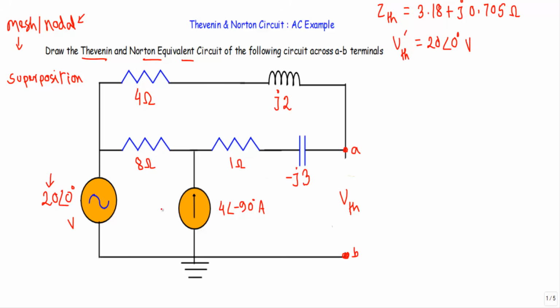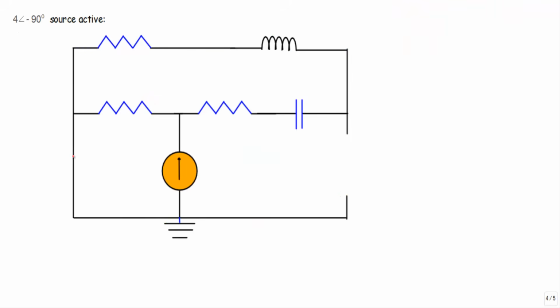Okay, after that I will keep this 4 phase angle 90 degree ampere current source active. In that case, I will replace this voltage source with a short circuit. If I replace the voltage source with a short circuit, our new circuit will look like this. This is the current source of 4 phase angle 90 degree. This was our resistance of 8 ohm. This was our resistance of 1 ohm. This was our capacitor whose capacitive reactance was minus J3.